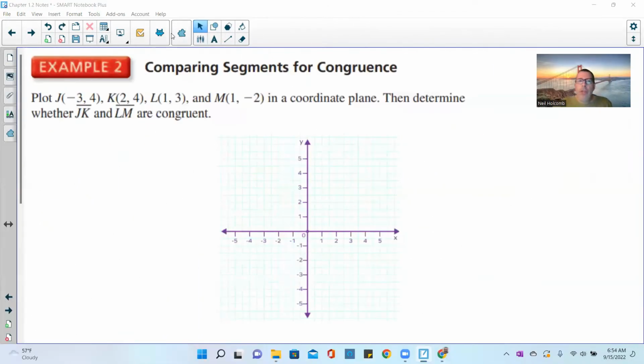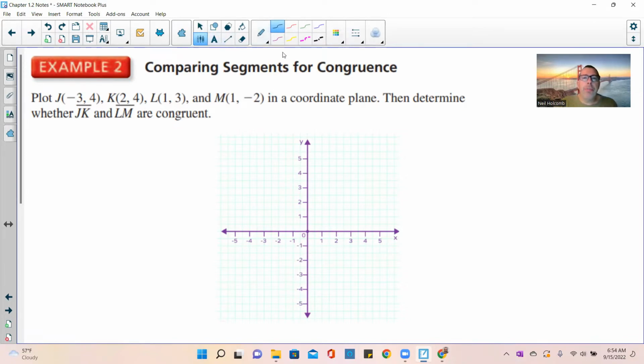Example 2, comparing segments for congruence. Congruent means same measurements, but maybe in a different location. They aren't right on top of each other. They don't coincide, but they are congruent because they have the same length in a different location.